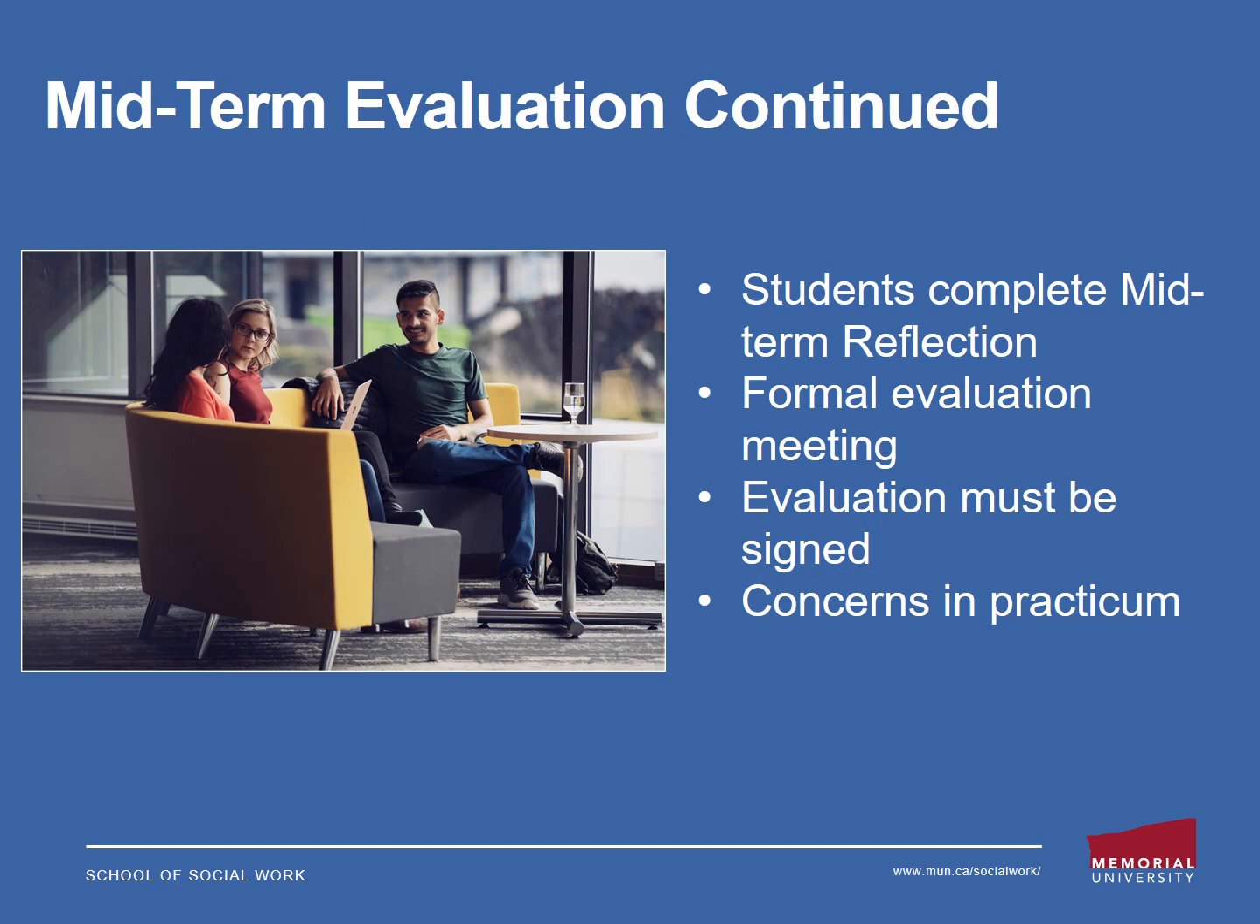Prior to the midterm evaluation, students are required to complete the midterm reflection, which can be found on the field education website. Students are required to submit this to their field instructor, typically about 1 week prior to the midterm evaluation meeting. The field instructor and agency mentor, if applicable, complete a draft of the midterm evaluation using the learning contract. A formal evaluation takes place, usually during a regularly scheduled field instruction session. This would include the field instructor and student and the agency mentor, if applicable.